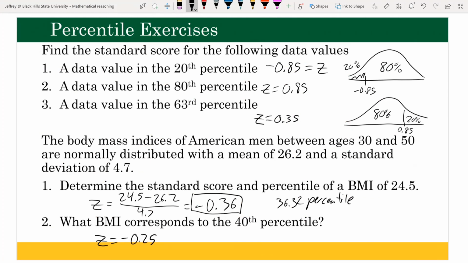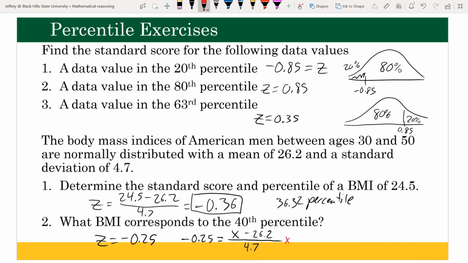Now notice that this is not the body mass index. This is just the z-score corresponding to it. So how do we find the body mass index that corresponds to this z-score? Well, recall, what we basically have is everything except for the data value. So if I plug all the numbers that I have into the standard score formula, we can just replace our data value with x and plug in the numbers that we do know. And from here, we can go ahead and just solve for x.